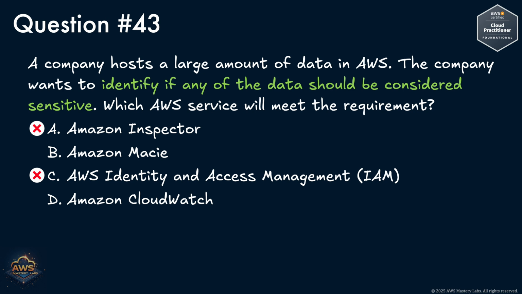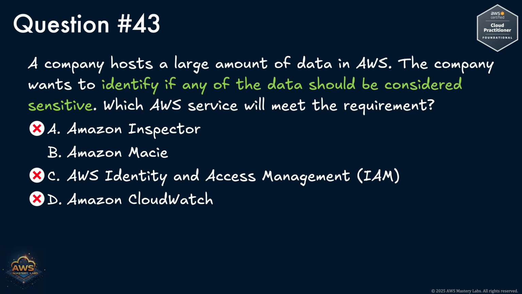Option C, AWS Identity and Access Management. IAM is used to define who can access what, offering fine-grained control over AWS resources. However, IAM does not evaluate the contents of the data or determine whether it is sensitive. It only enforces access controls and permissions. Incorrect, because IAM controls access but cannot detect or classify sensitive data.